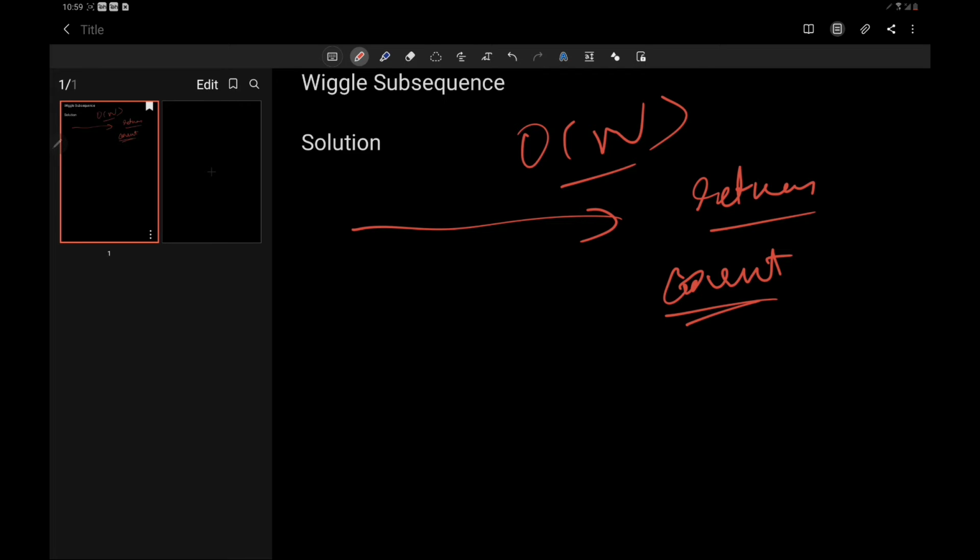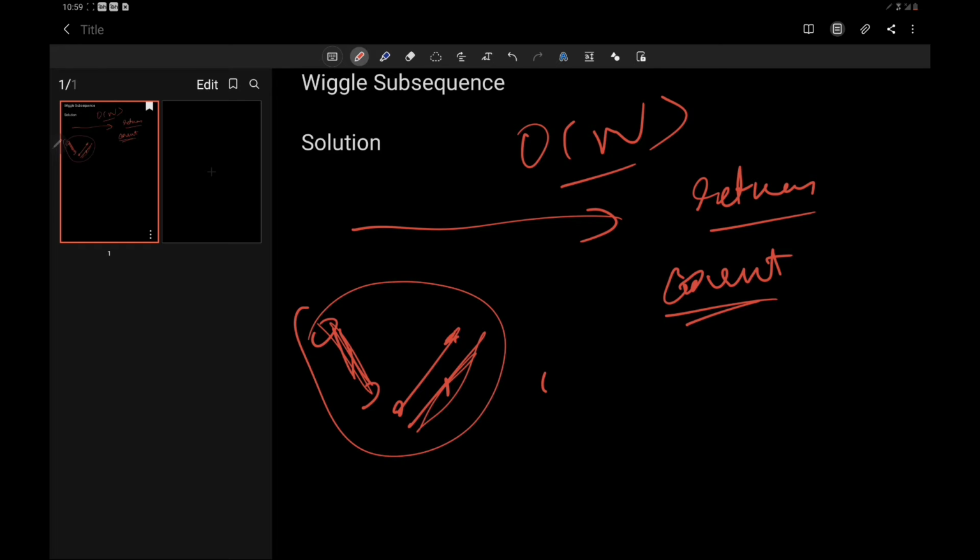Whenever we encounter an edge which is increasing, and the previous edge that we have is decreasing, then we can say this is a wiggle subsequence, so we increase our count. This is the approach that we are going to follow here.